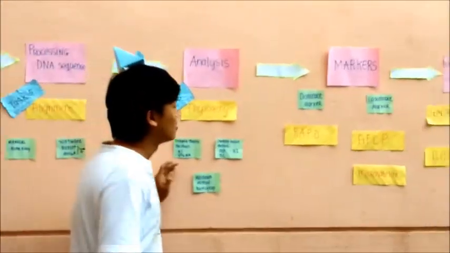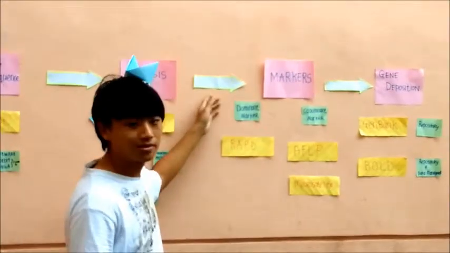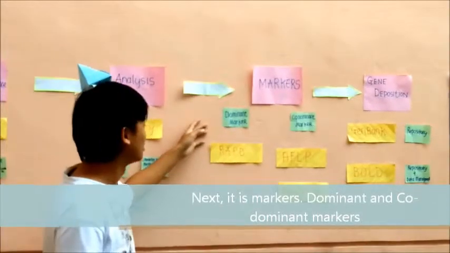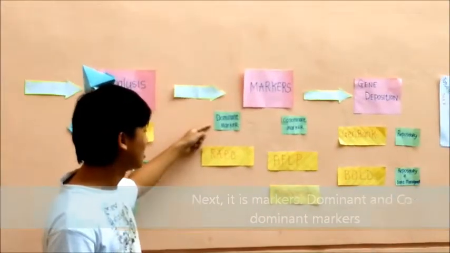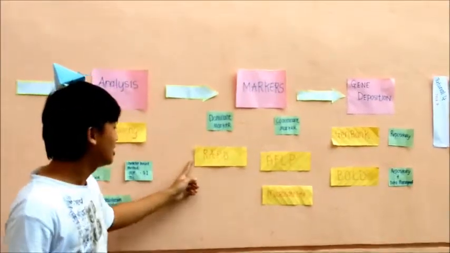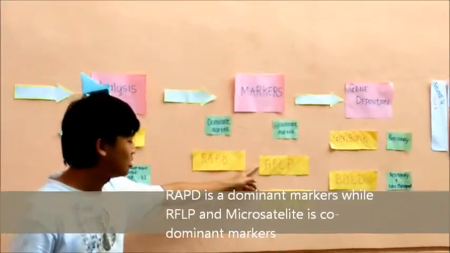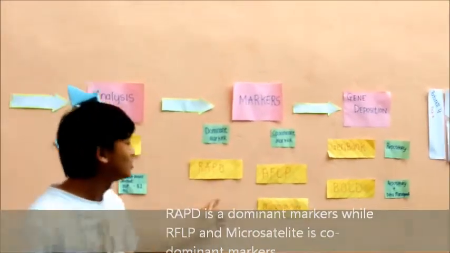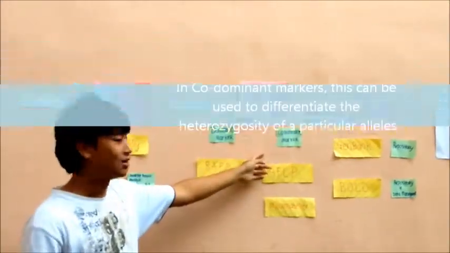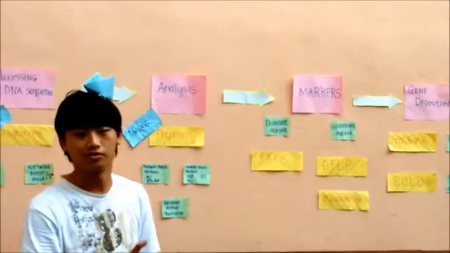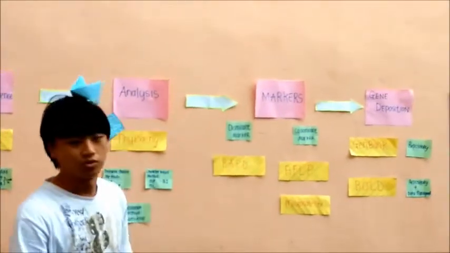And next is the markers. There are 2 types of genetic markers. One is the dominant marker, and another one is the co-dominant marker. RAPD is a dominant marker, while AFLP and microsatellite are co-dominant markers. A co-dominant marker is able to differentiate the heterozygosity of alleles, while a dominant marker cannot do so.